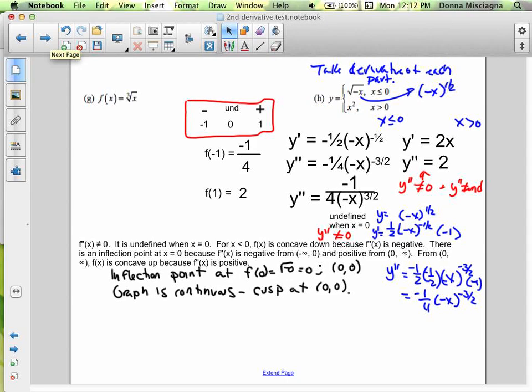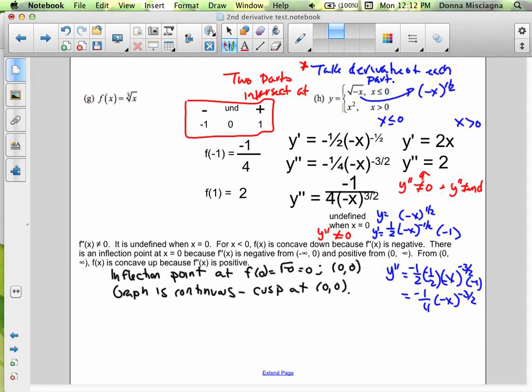And by the way, the two parts meet. I should add that in there. You can add that to your notes. These two parts intersect at (0, 0). They have to intersect. If they don't, then we couldn't take the derivative. Right? You can't take the derivative if a function's not continuous. So this is a continuous function.